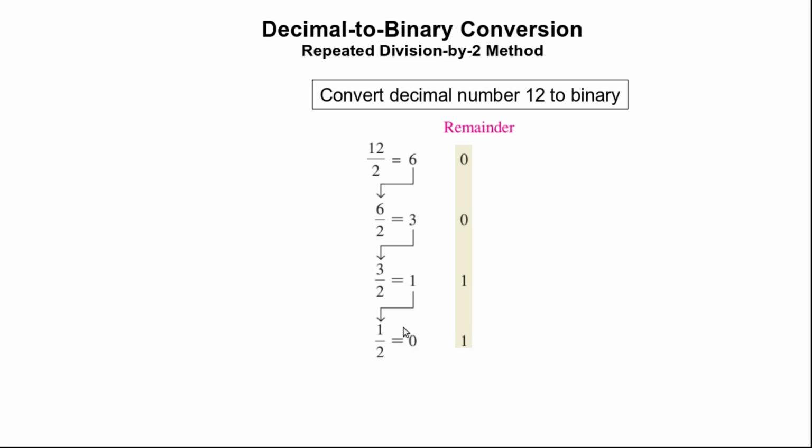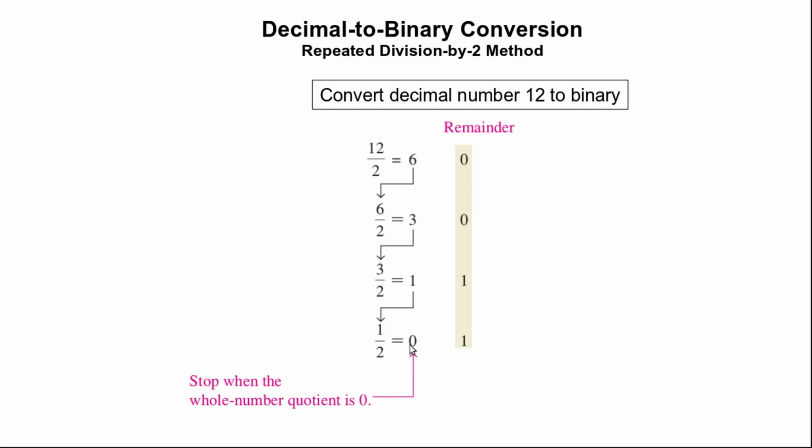Now we continue this division by 2 as long as the quotient is not 0. For all these steps it was not 0. Finally the quotient becomes 0. At this point we stop. So stop when the whole number quotient is 0.